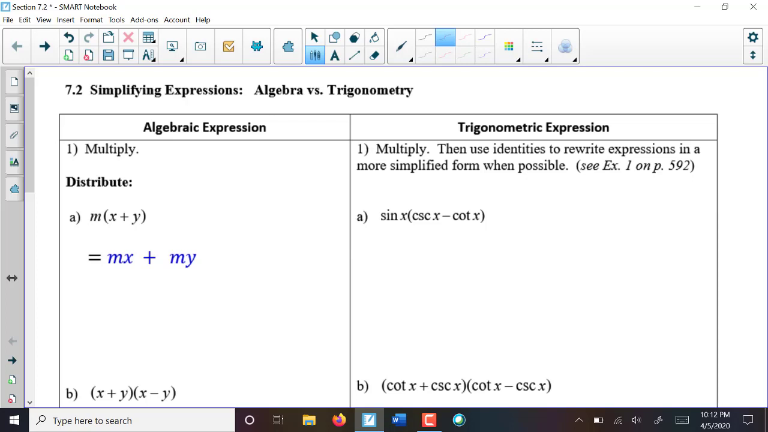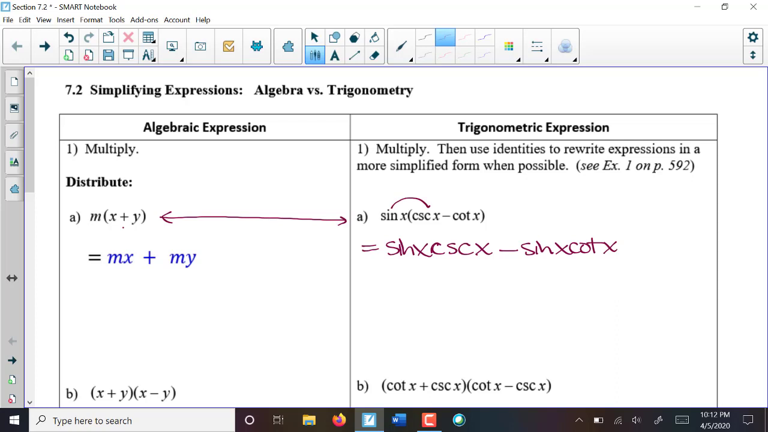Number one, I can see that I am multiplying sine x times the difference of cosecant x and cotangent x. Very similar situation here. On the left, we distributed. We can also distribute right away in this trig expression. You don't have to, but I want you to see the similarities between the two. So if I multiply, I then have sine x cosecant x minus sine x times cotangent x.